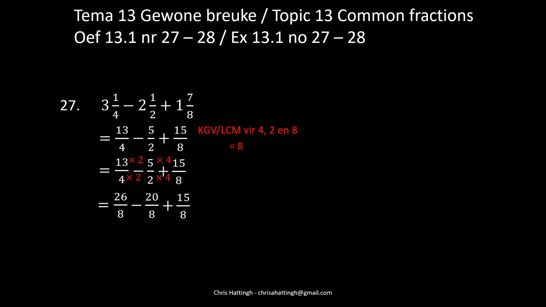So 26 minus 20 gives you 6, plus 15 gives you 21/8. Convert it back to a mixed number, and you'll get 2 and 5/8.